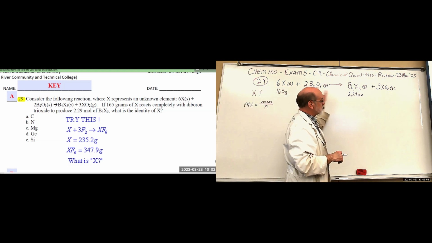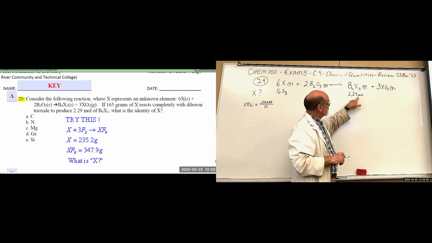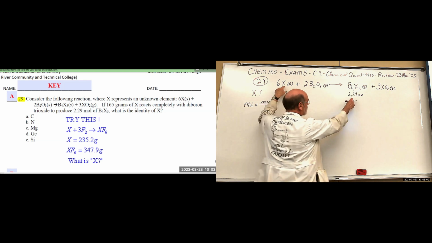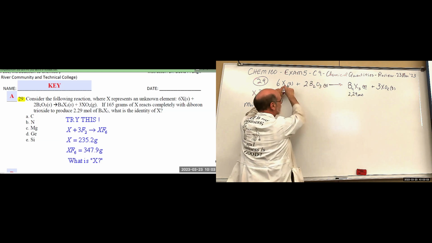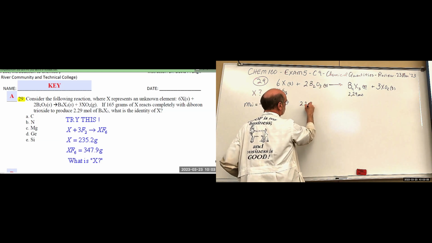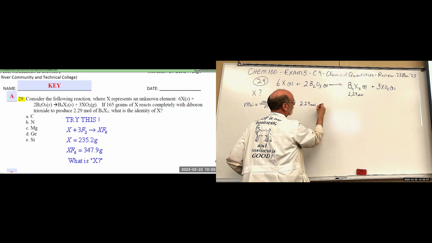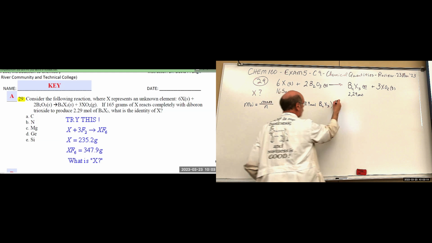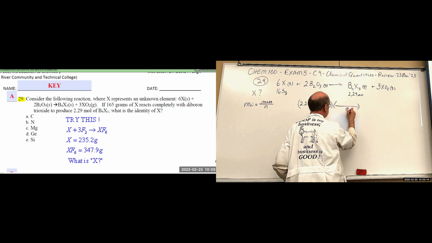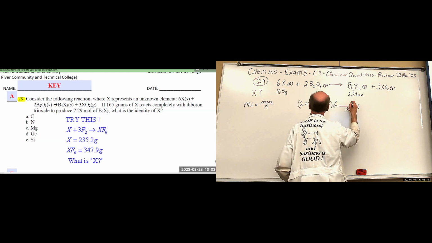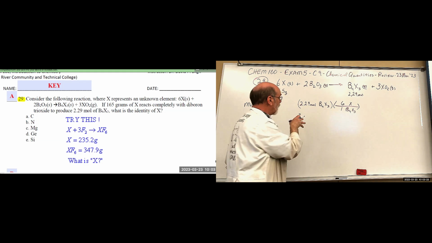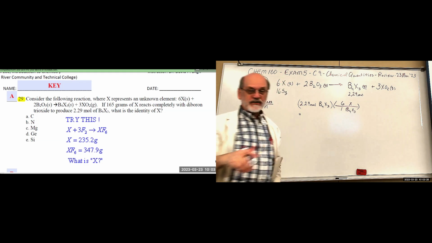Fortunately, this is a balanced equation, and we're given this many moles of product. So we can find out how many moles of that by converting this many moles to that many moles of this compound. Now we can convert B4X3 to X. This is 1, this is 6. So the number of moles is just 6 times 2.29.